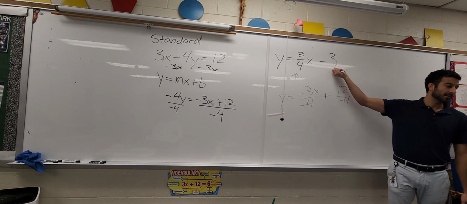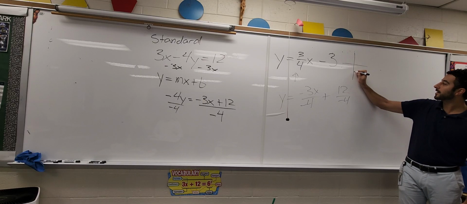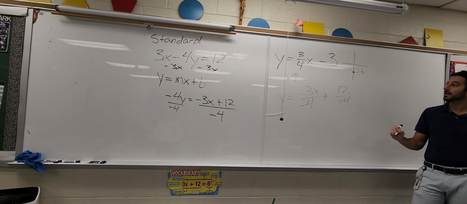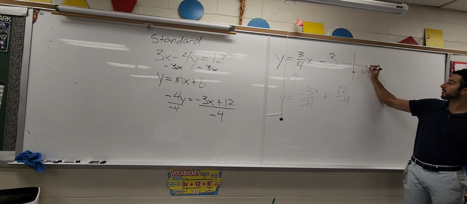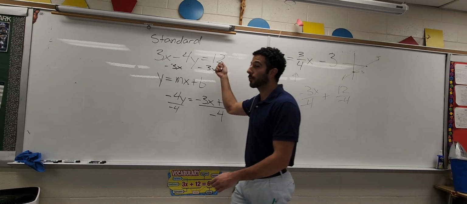Oh, right, can we graph this? Yes, we can graph this, okay? So you put on the coordinate grid a y-intercept of negative 3, down here, that's negative 3, so I'm going to put a point there. And you go up 3. Up 3 over 4, so something like that. And that's how you graph that equation.